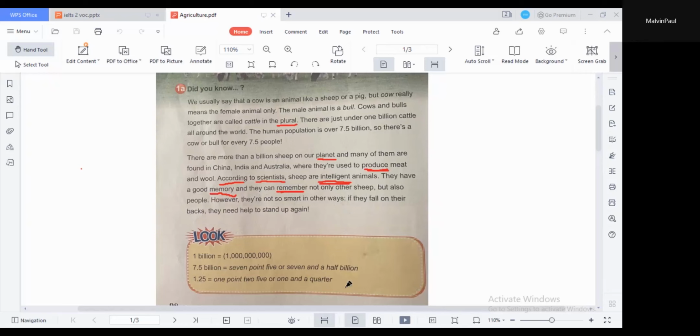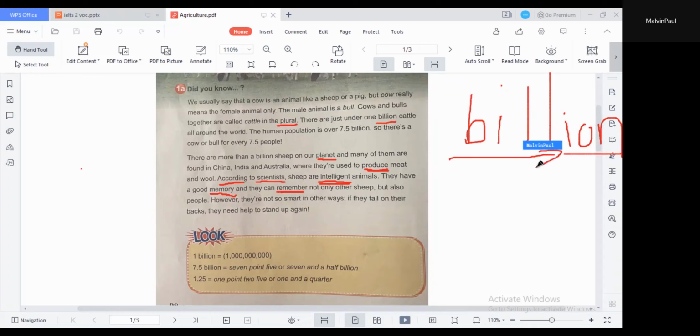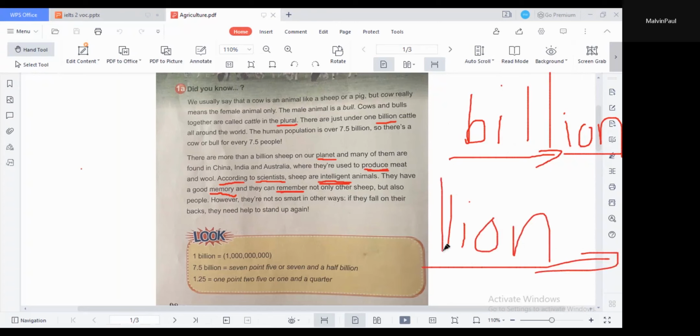So that is all we came across, the words that were a little bit tricky. Remember, billion. Very good. We've got bill and eon, so you see you've got two words, bill and lion. So you say billion, like a lion, so it becomes billion. Very good. So that's it. All right, let's continue to the next one.